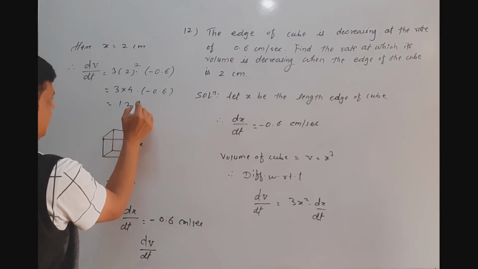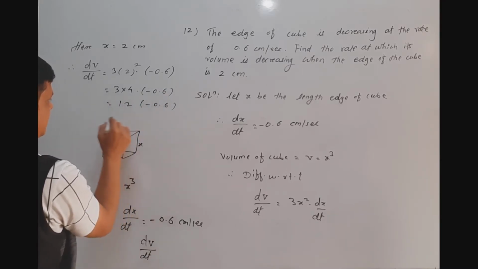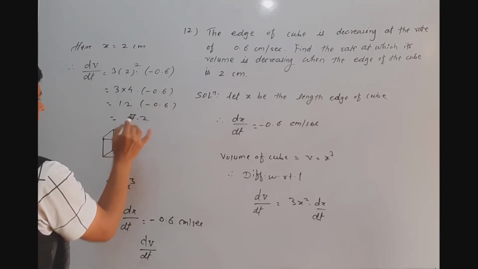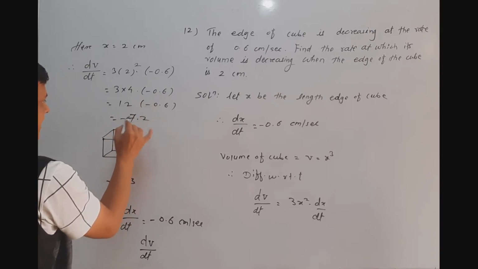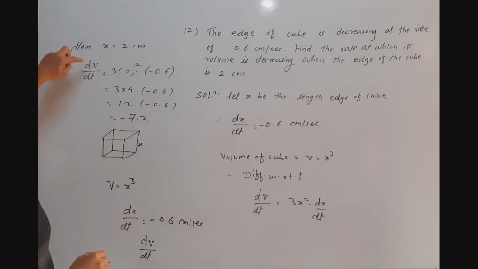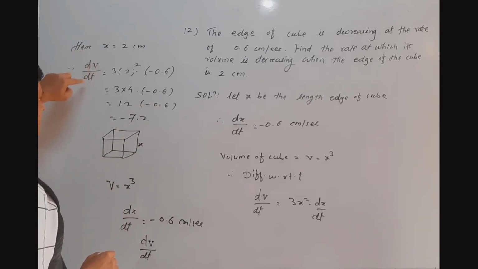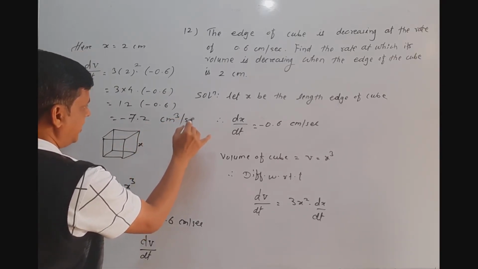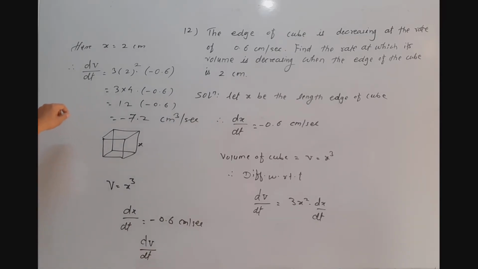So calculate this: 3 into 4 into minus 0.6, so 12 into minus 0.6. So we get 72, and we adjust the decimal point, that is 7.2. Write the minus sign as it is. Now this is the change in volume, that is dV by dt, so we write the unit cubic centimeter per second. So in this way we find the rate of change of volume.